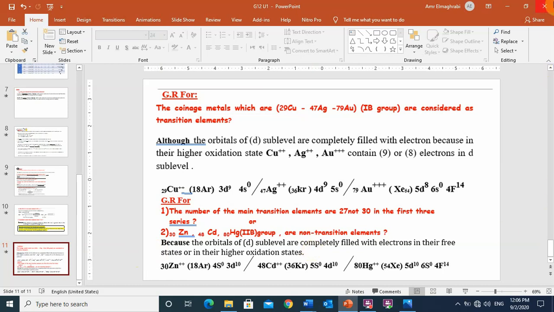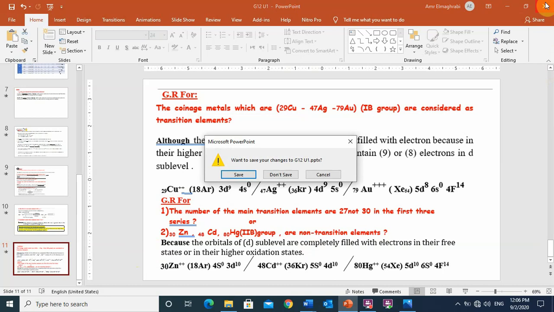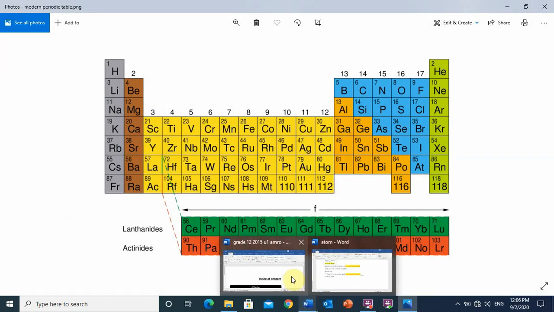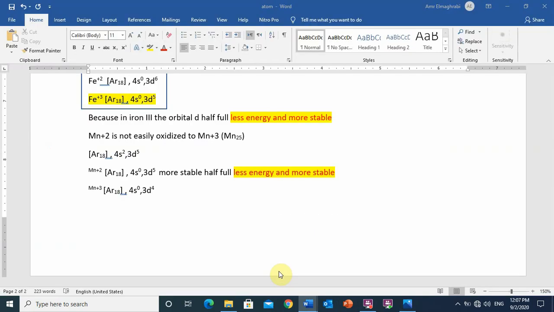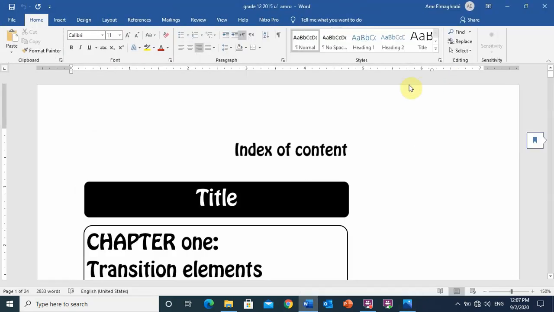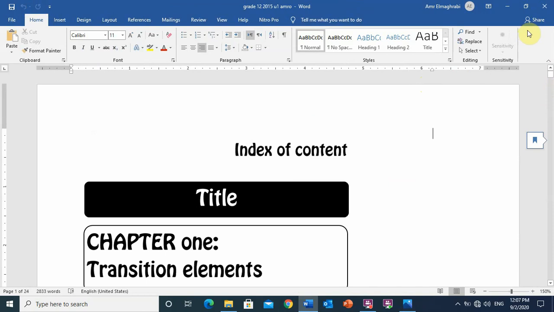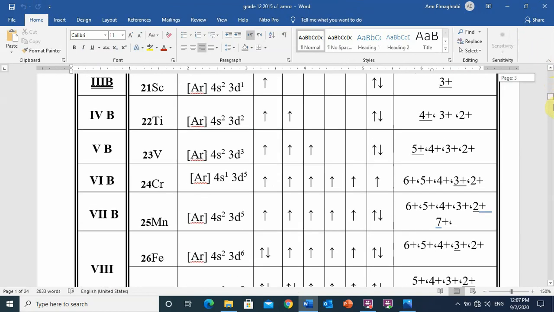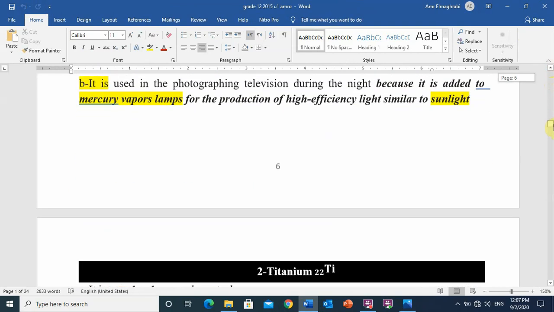Okay, now let's go for the next part of our chapter, which talks about the economic use of transition elements. In the economic use of transition elements, we will talk about each element, why we use it or where we use it in the economy, and why we use this element in this situation.